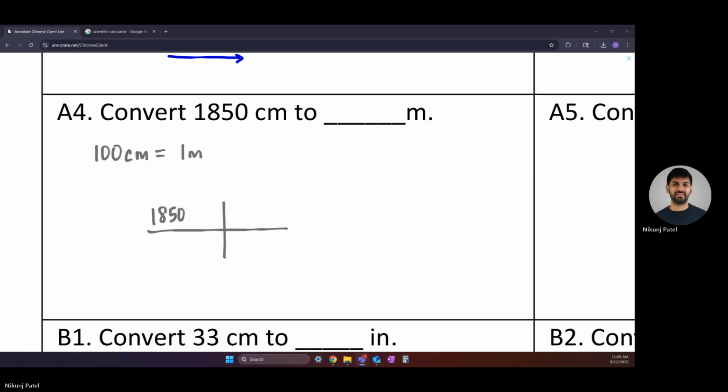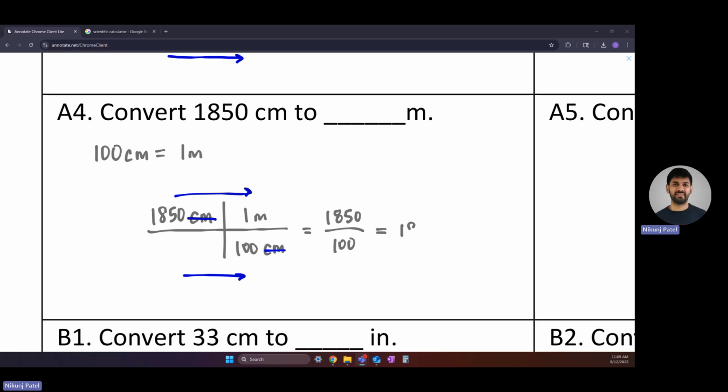1,850 centimeters. And to convert it, we want centimeters down here. We see we have the 100, which is equivalent to 1 meter. Now we can cancel, multiply across the top and the bottom. We get 1850 over 100. And so when we divide that, I trust you can do that in your calculator, you should end up getting 18.5. And this answer now is converted into meters.